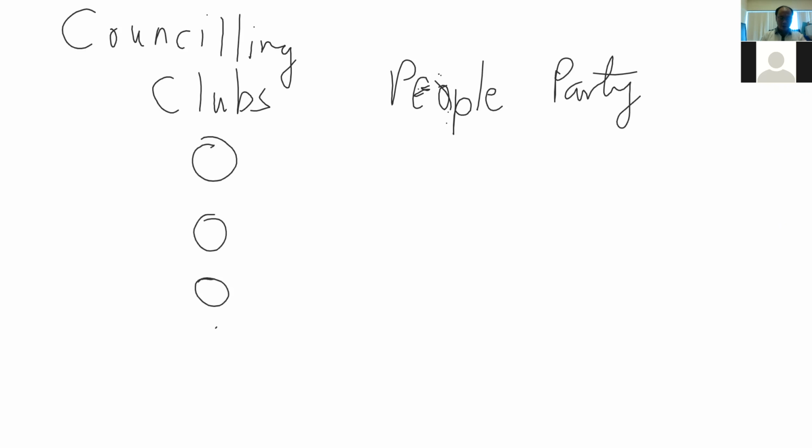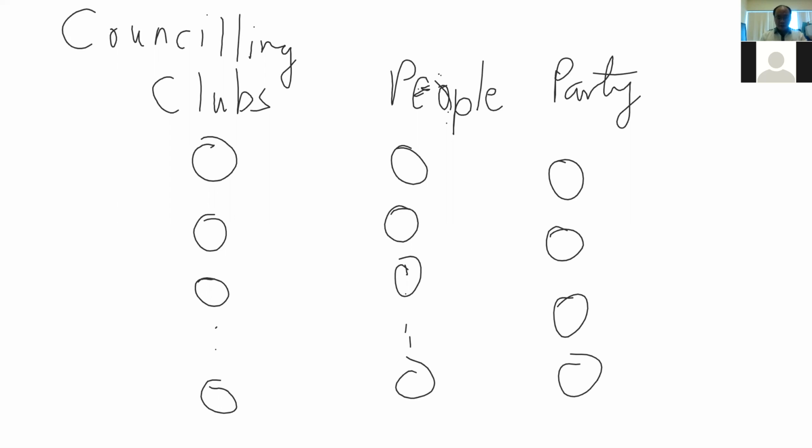Okay, so I want to look at the other problem this week, which is counseling. So in this problem, you have a number of clubs, you have a number of people, and you have a number of political parties. And we're going to represent each club as a node in a graph. So is every person, and so is every party.